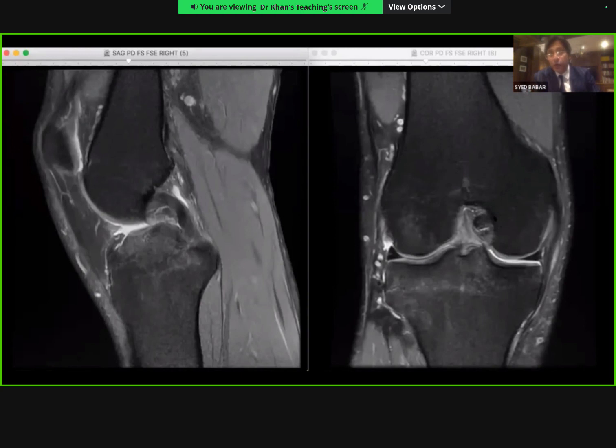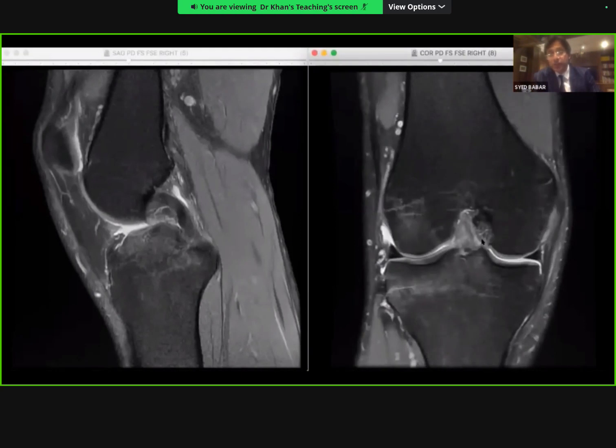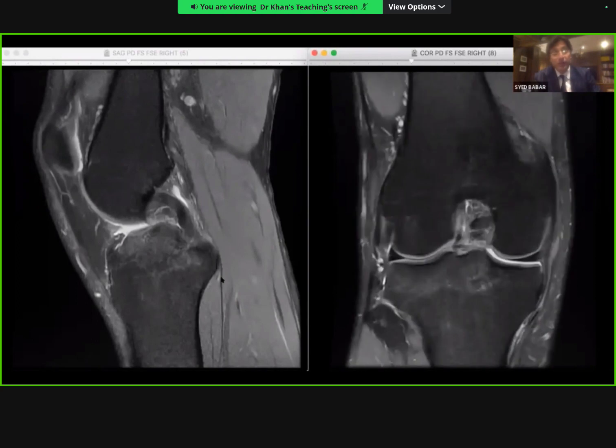And again, if you look at the coronal, this is the PCL. And if you look at the coronal sequence, it should be nice and black. You should see a round black structure lying in the intercondylar notch. If you see a gray structure, as you're seeing here, that's no good. That means that there is an intrasubstance abnormality of the PCL.